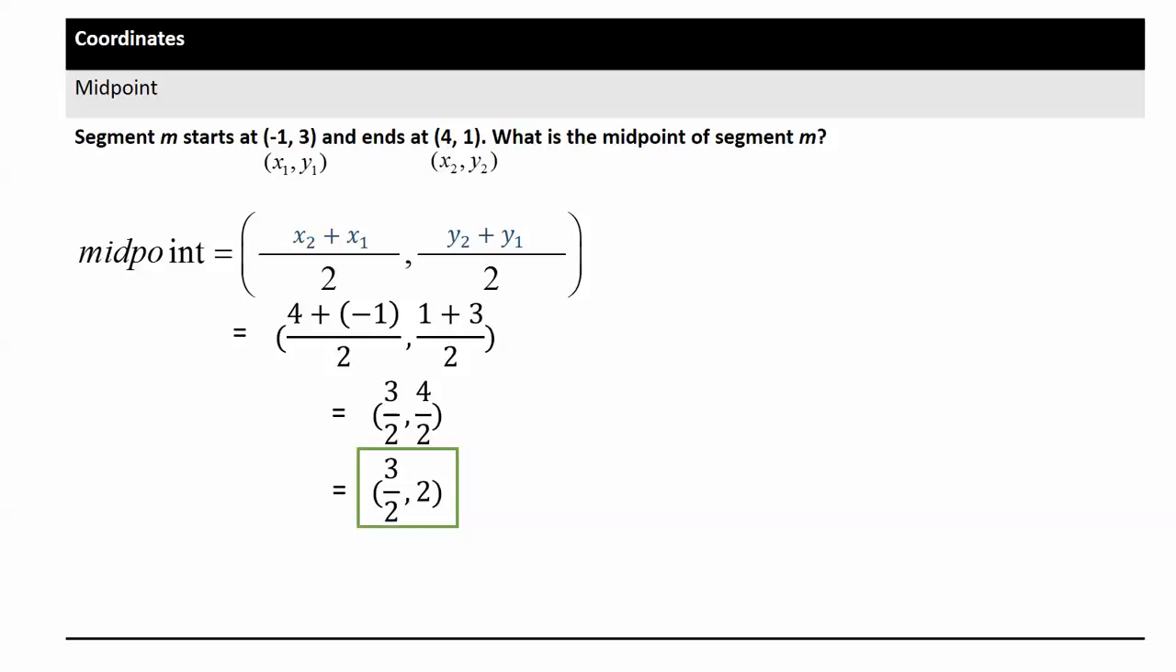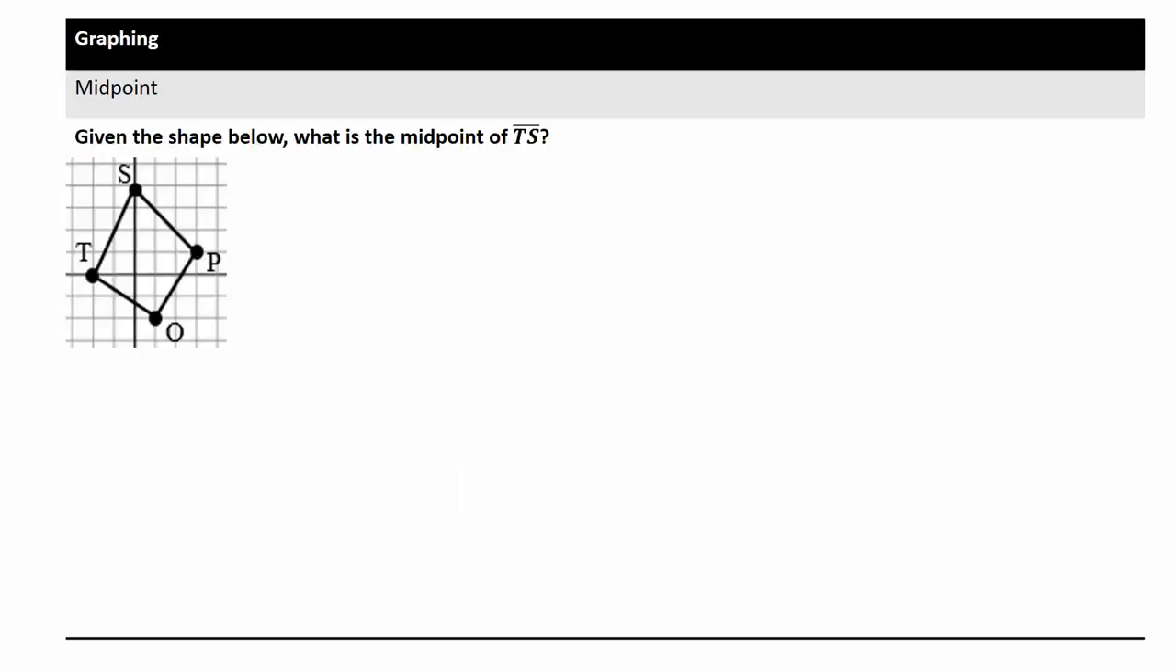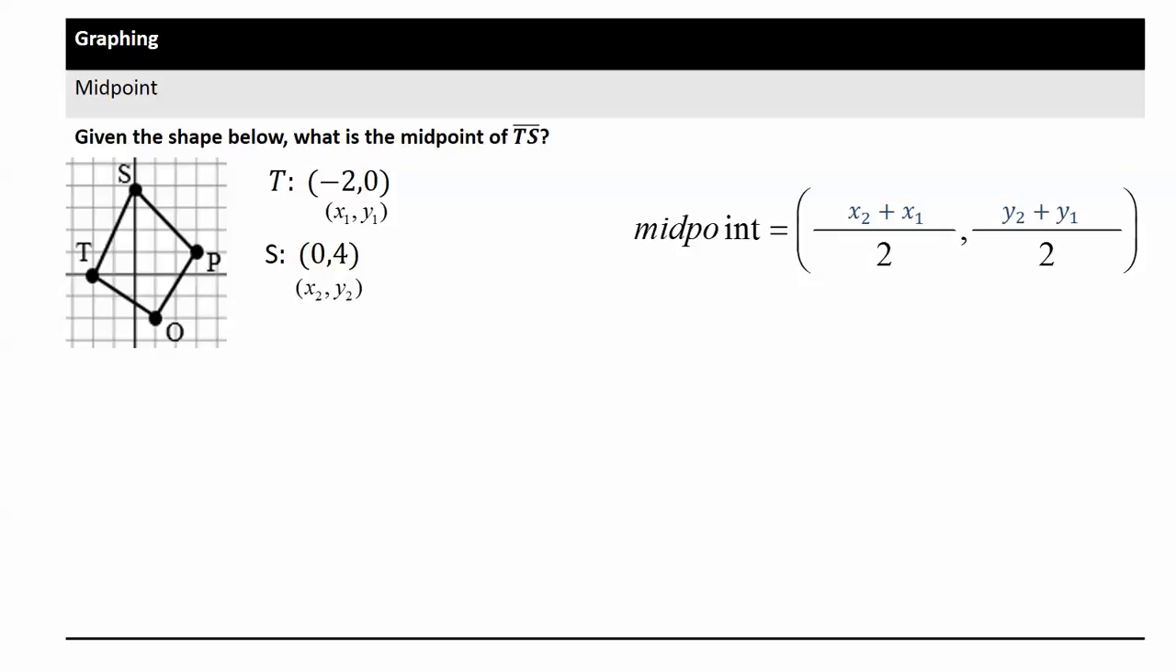Note, we say midpoint, so it makes sense that it would be an ordered pair, a single point on a graph. Using our graphing, we're going to take the shape below and find the midpoint of TS. So starting out, we'll identify that our T, -2, 0, is our x1, y1. And our S, at 0, 4, is going to be our x2, y2. We can now take our points and plug them into our formula.